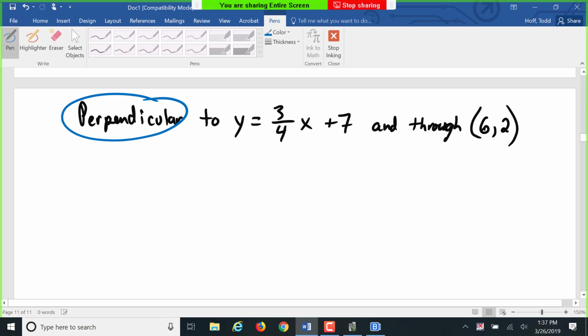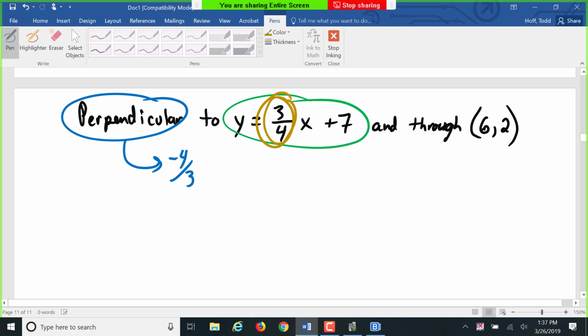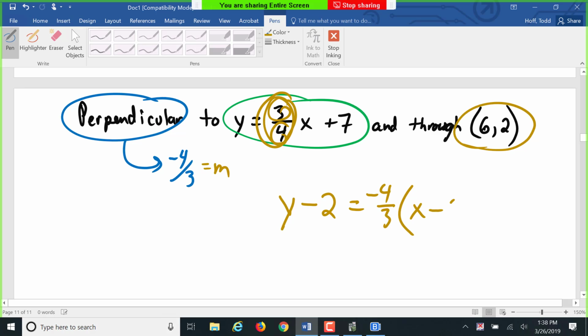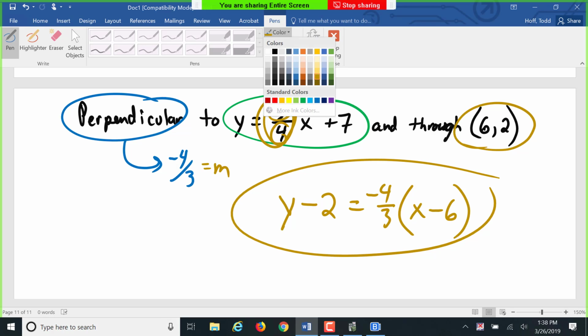If they're perpendicular, what would the slope of that perpendicular line be? Negative 4/3. Perfect, negative 4/3. Remember, the only piece of information we want out of this original equation is its slope. Its slope is 3/4. A perpendicular slope is the opposite reciprocal. This is positive, we make it negative. This is 3/4, we make it 4/3. So that's our slope. It goes through the point (6, 2). So y minus y1 becomes y minus 2 equals our slope, negative 4/3, times x minus x1, which is just x minus 6. And there's that equation.